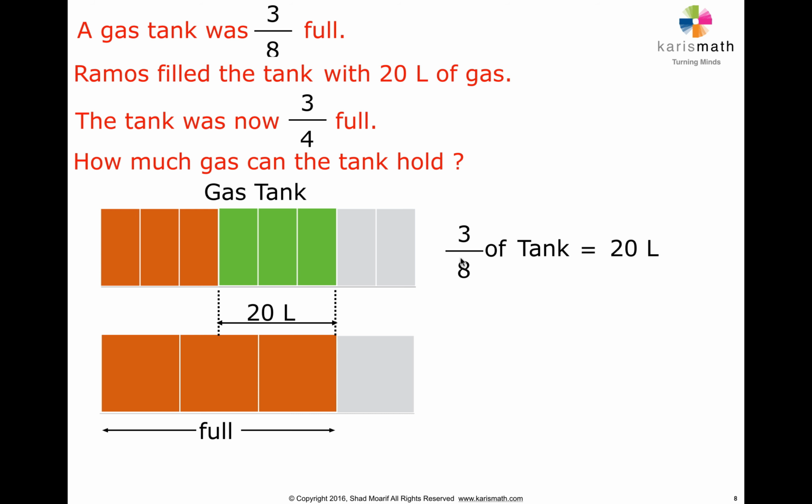So if you know 3/8 is 20 liters, you can work out what 1/8 is: divided by 3, and you get 20/3. And so if you know what 1/8 is, then the entire tank is 8/8. So multiply that by 8, and you'll get 160/3, and your answer comes to 53 liters. That's how much gas the tank can hold. So that's one way of doing it.